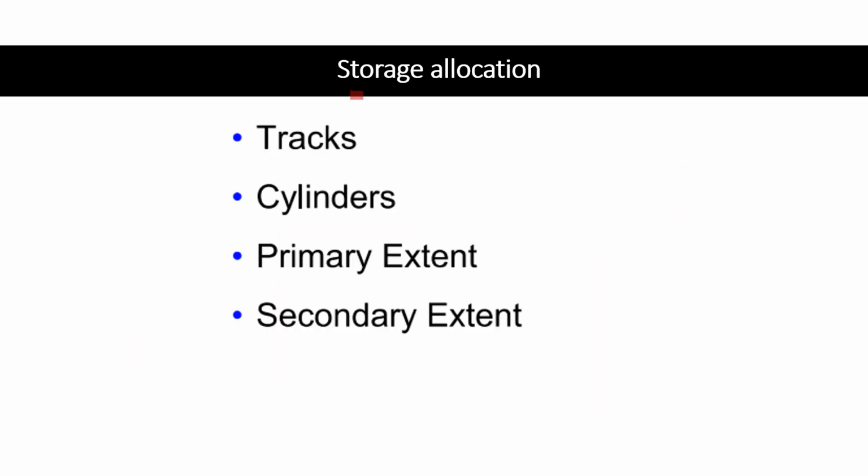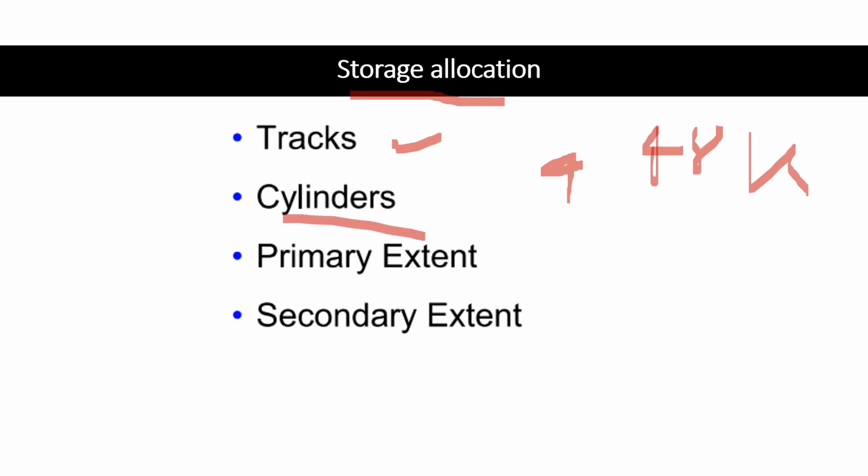Our next topic is storage allocation. When a data set is created, options are used to indicate the amount of storage to be allocated in tracks, usually 12 4K pages or 48K are used. If we talk about the cylinder, always remember one cylinder is equal to 15 tracks. This is very important because it's always asked in the interview. So one cylinder is equal to 15 tracks.